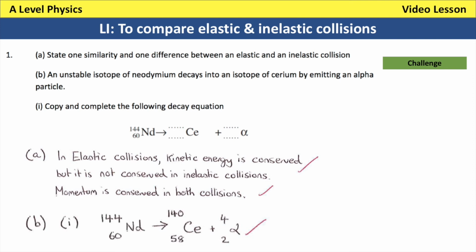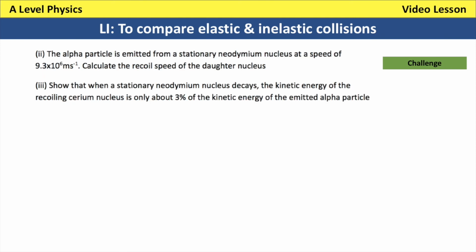So you can fill 4, 2 in for alpha first of all. That means that Ce must have a mass number of 140 and an atomic number of 58, because 58 add 2 is 60 and 140 add 4 is 144. Okay, the alpha particle is emitted from a stationary neodymium nucleus at a speed of 9.3 times 10 to the 6 meters per second. We want to calculate the recoil speed of the daughter nucleus.